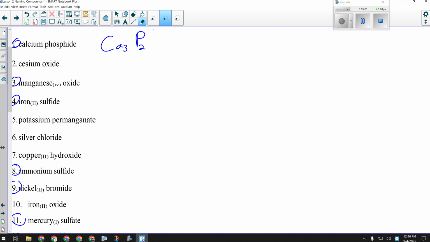For number 3, I got manganese, Roman numeral 4 oxide. As soon as I see a Roman numeral, I know it's ionic. So I'm going to write manganese, Mn, and the Roman numeral tells me to use the 4 plus charge, and it's with oxygen, which is a -2. Now I drop and swap. 2 goes here, 4 goes there. I can erase those. Am I done? No. Those can both be divided by 2, so I have MnO2.